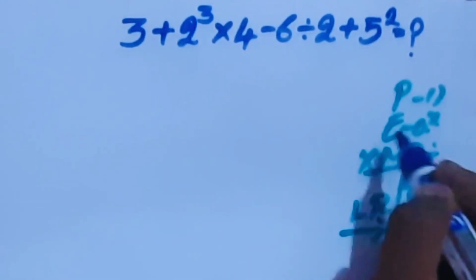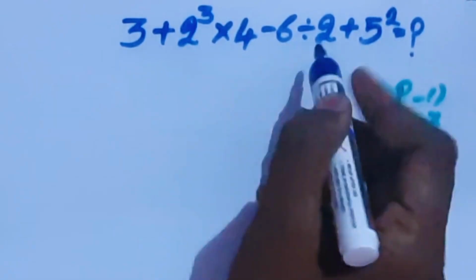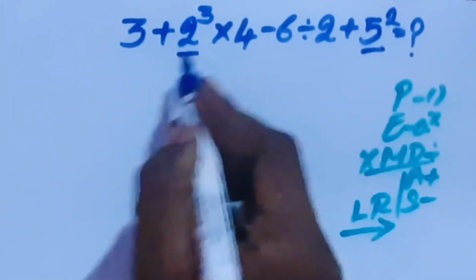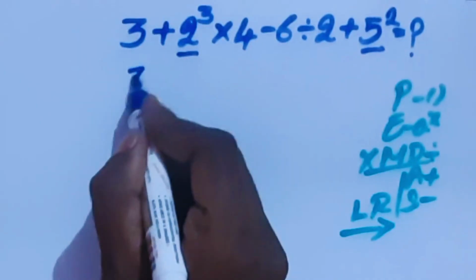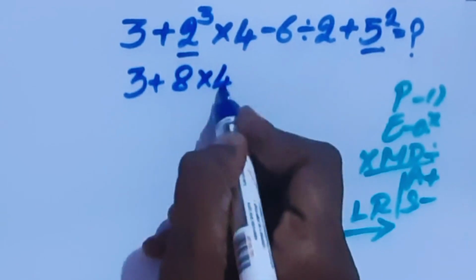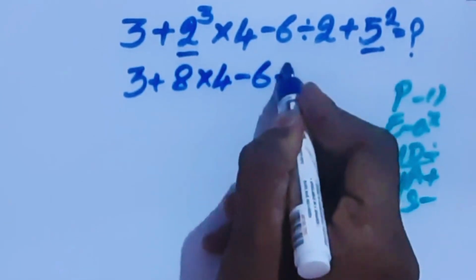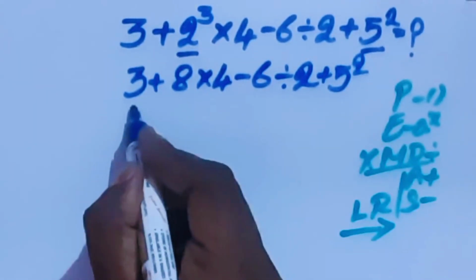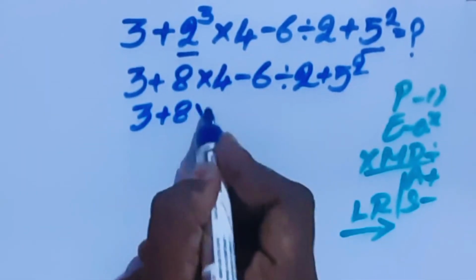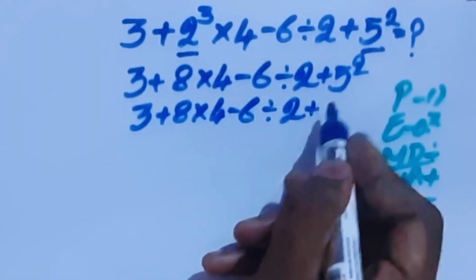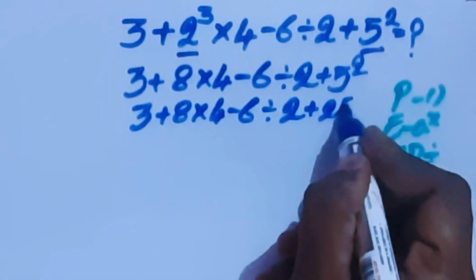Here as per the order of operations PEMDAS, the bracket is higher priority. We don't have a bracket in this problem. The next priority is the exponent. We have exponents here: 2 power 3 and 5 power 2. We have to do these before any other operation. So 3 plus 2 power 3 is 8 times 4 minus 6 divided by 2 plus 5 square. Here 3 plus 8 times 4 minus 6 divided by 2 plus 5 square is 25.